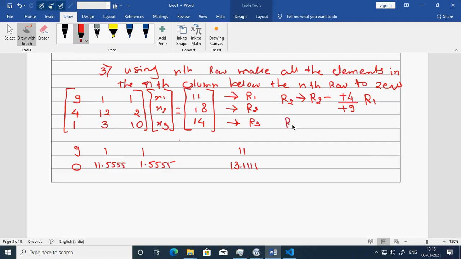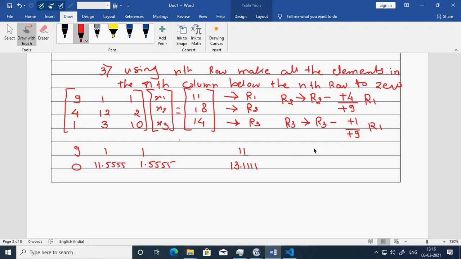So therefore R3 is going to change. How R3 is going to change? It will be R3 minus. This will be in numerator. So it is having plus sign. So therefore plus 1. The 9 will be always in the denominator. It is having positive sign plus 1 into R1. So if I do this, the 1 is going to turn into a 0.